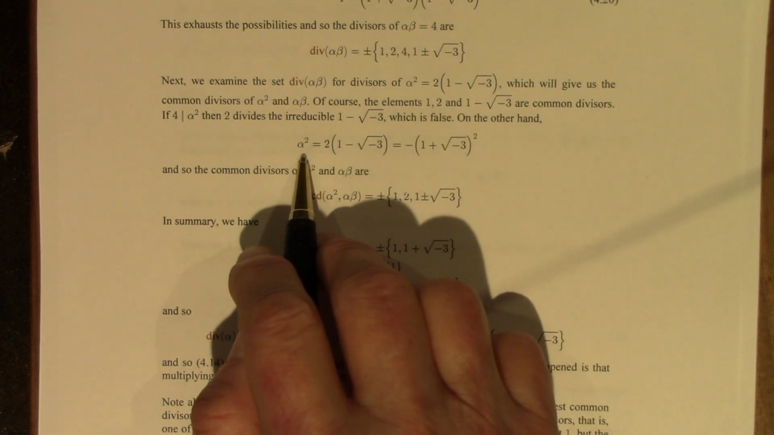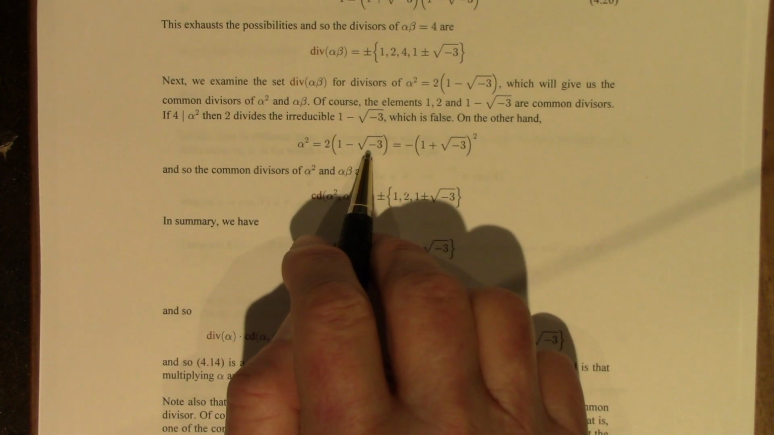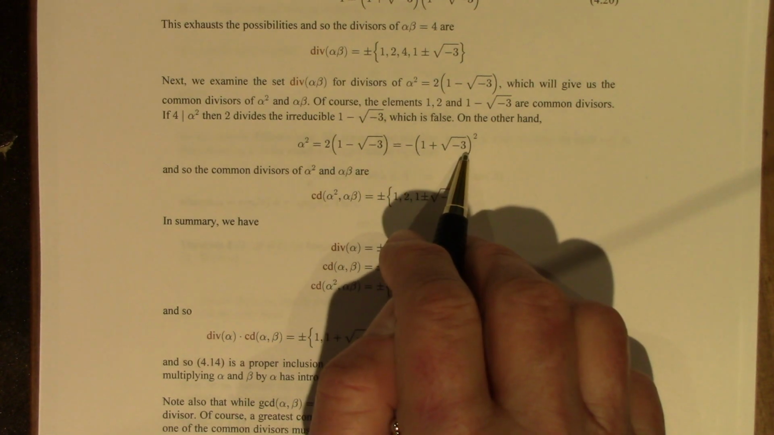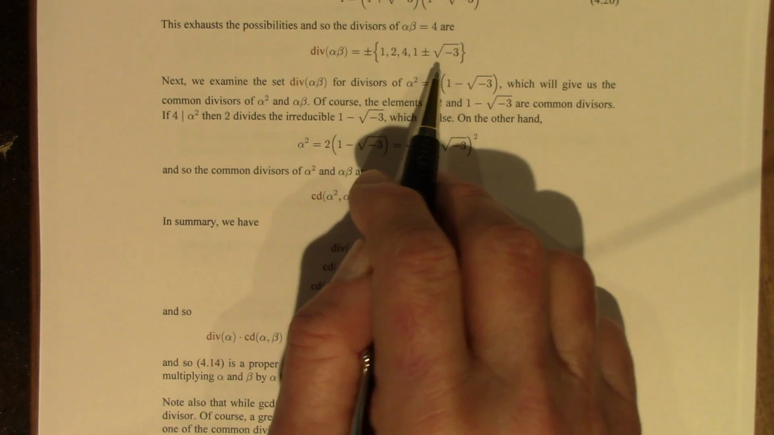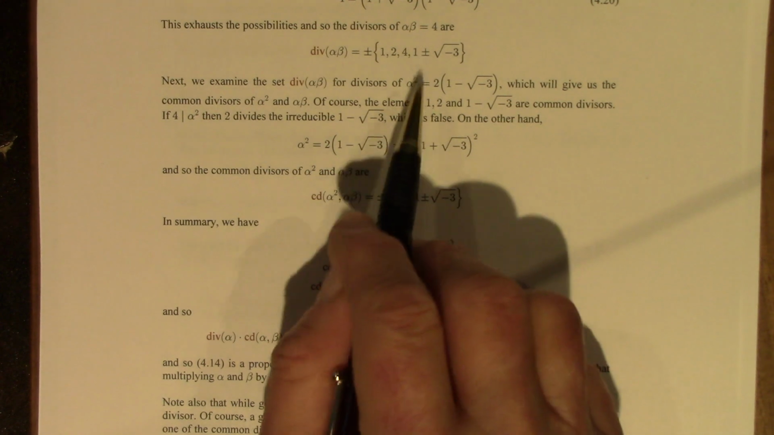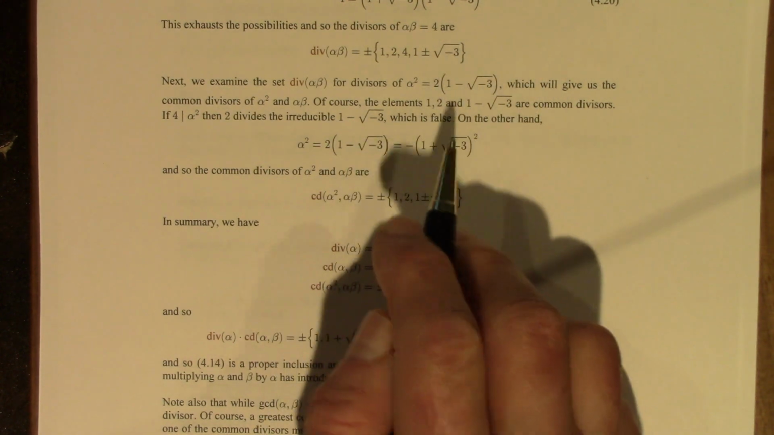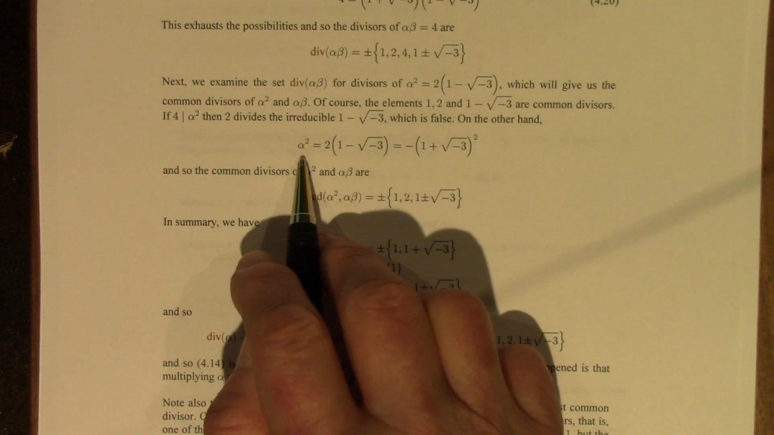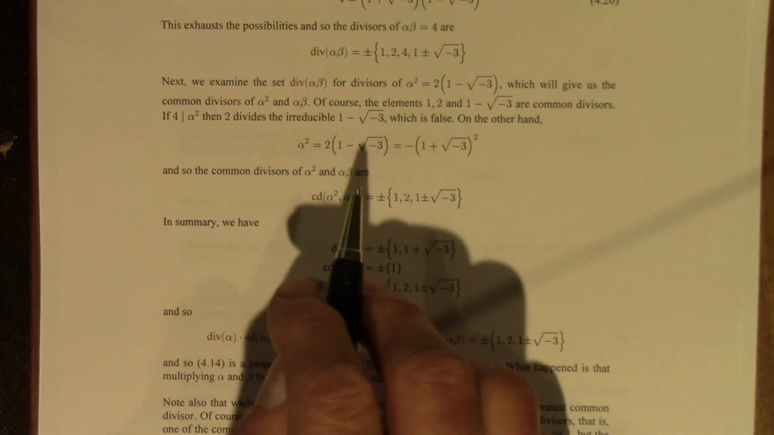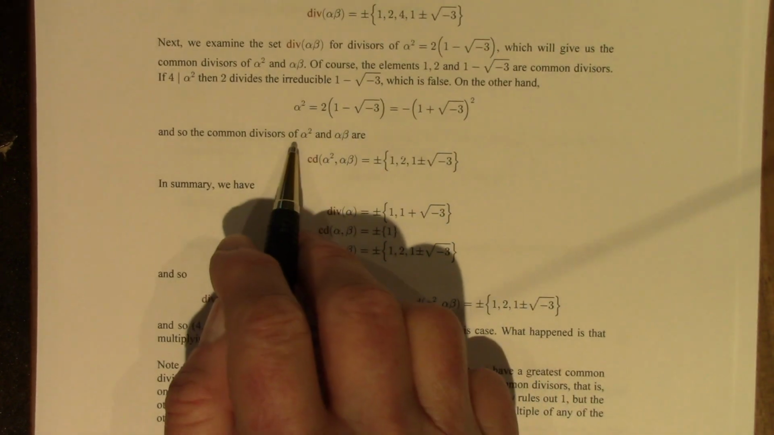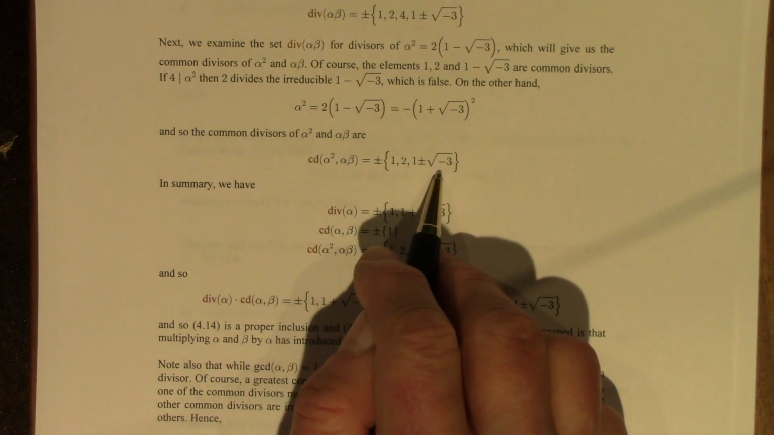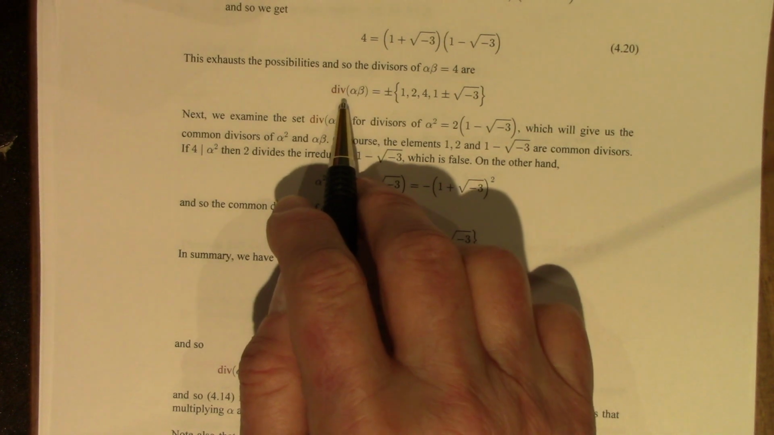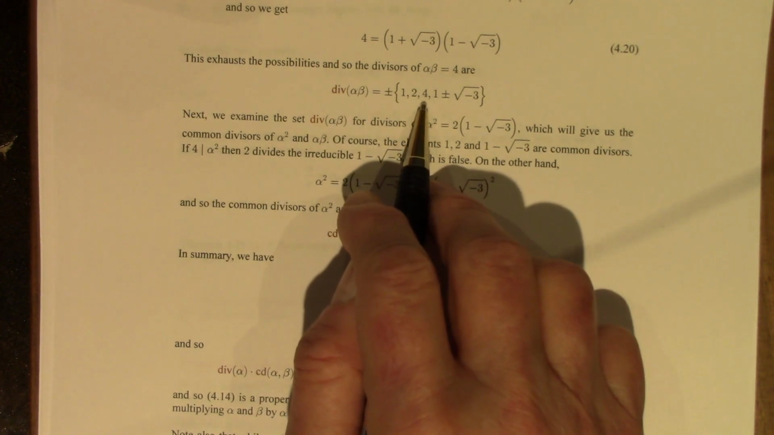But alpha squared, which is this value, can be written this way. And so 1 plus square root negative 3 is a factor of alpha squared. So the common factors of alpha squared and alpha beta are these elements, which is the same as the common divisors of alpha beta except for 4.